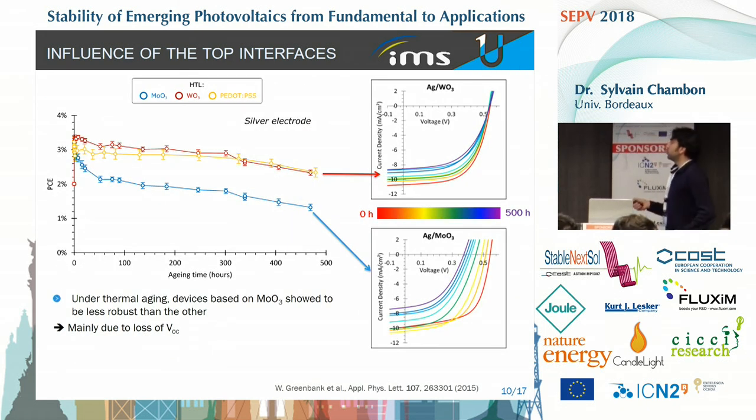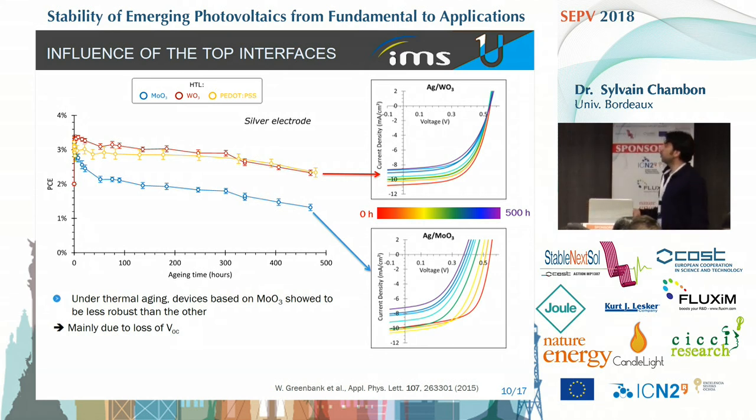So this is the evolution of the PCE in the case of devices with silver electrode. As you can see, the devices with PEDOT and tungsten oxide are quite stable along aging. But as soon as you have some molybdenum oxide, you have a sudden drop of the performance, and the device is less stable. If we analyze the IV evolution, we can observe that this different degradation kinetic is due to some loss of VOC.